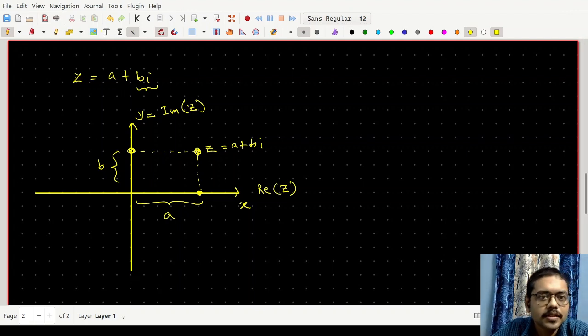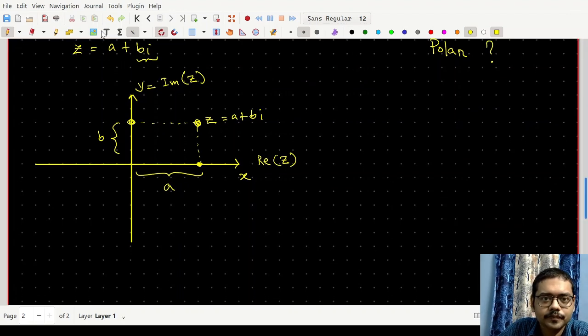Now, since this is the Cartesian coordinate, we can represent the complex number in a polar coordinate system. And here I am assuming familiarity with the coordinate geometry. So, what is the scenario in polar? That we will see now.